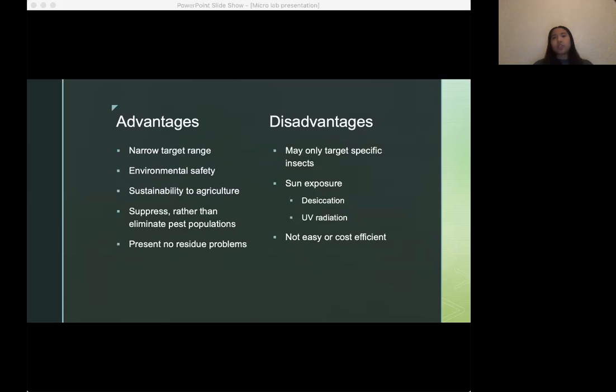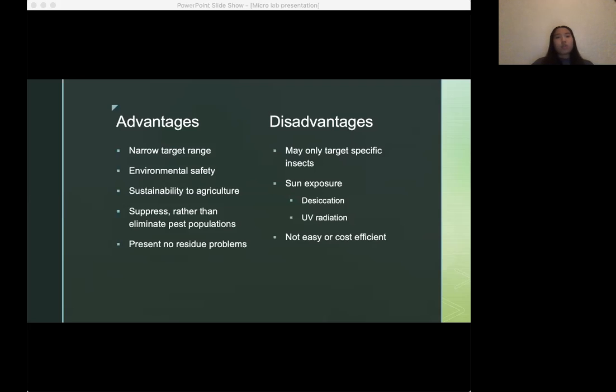Here are some advantages and disadvantages of bioinsecticides. Some advantages are that they have a narrow target range, and reports have shown that bioinsecticides have a low rate of harm towards those around them, like animals, animal grazers, or humans. They specifically target the insect pests, and they are environmentally friendly, easily biodegradable, sustainable to agriculture, suppress rather than eliminate pests, and present little to no residue problems.